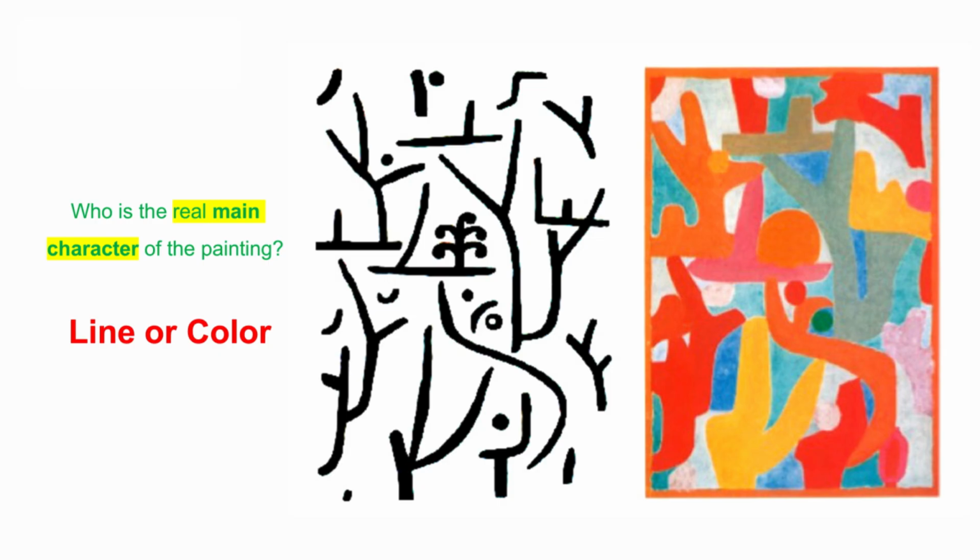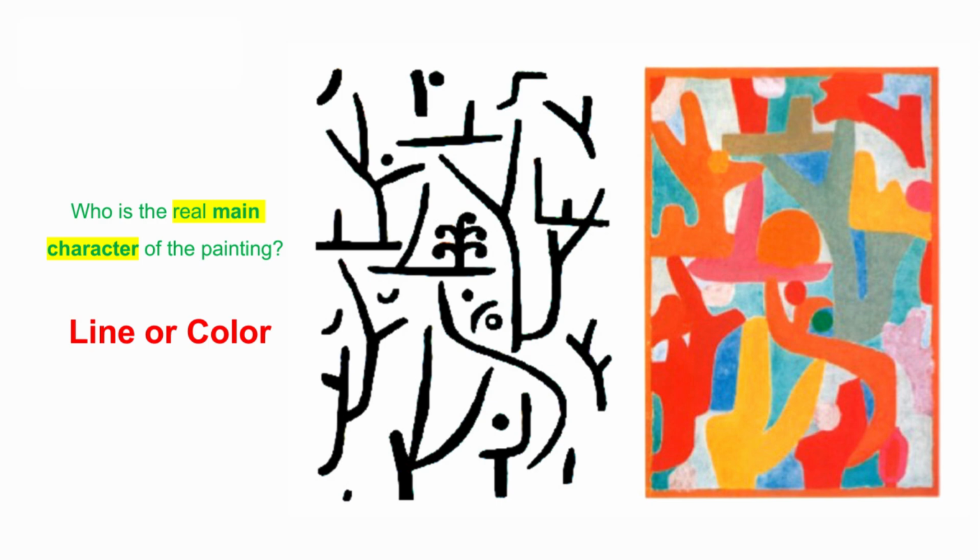In this painting, what do you think is more important, the black lines or the colorful shapes? Who is the real main character of the painting, the lines or the color? Why do I keep asking this question? It's because as this painting by Paul Klee became more and more famous, more and more people started to love it. But one day, the friendly lines and colors in the painting began to feel proud.